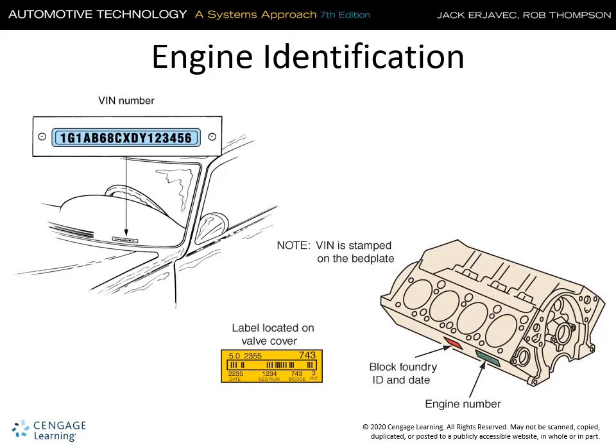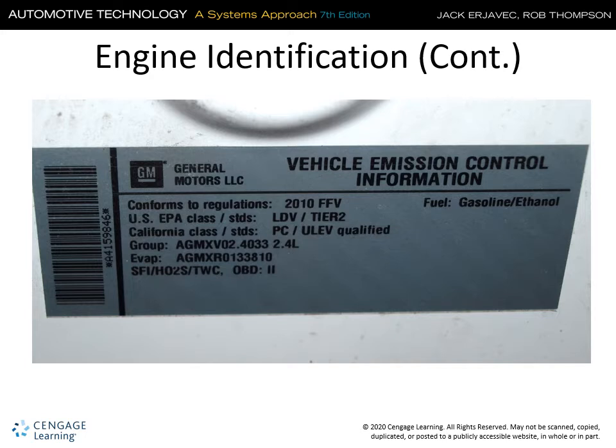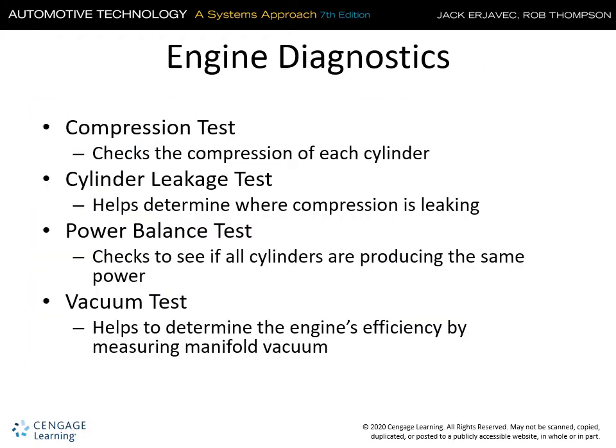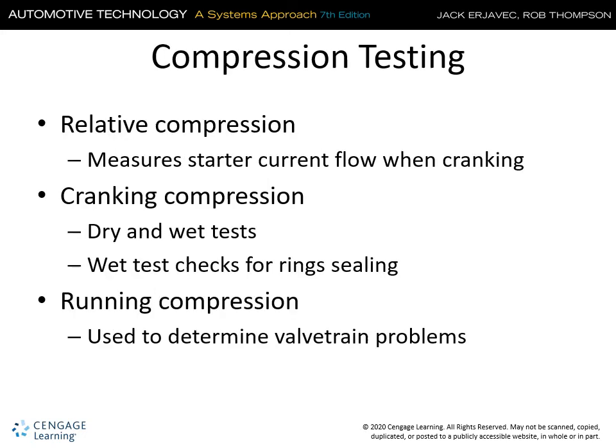Engine identification is here, we're showing it on the block and on the vehicle itself. 17-character VIN number and information on the class of EPA tier that the vehicle conforms to. Engine diagnostics: compression test, cylinder leakage test, power balance test, and vacuum tests. Those are all utilized to determine the condition of the engine and its ability to make power. We're going to be doing those 4 tests in shop.